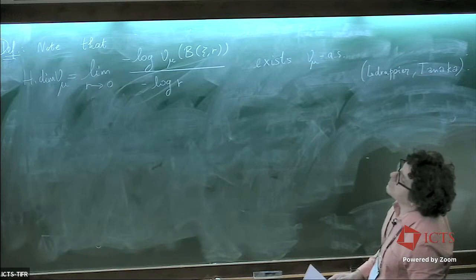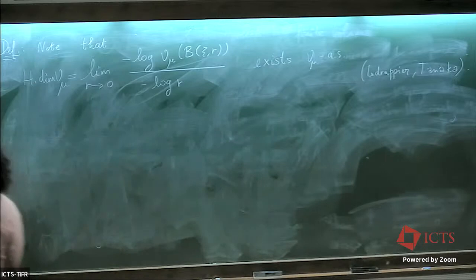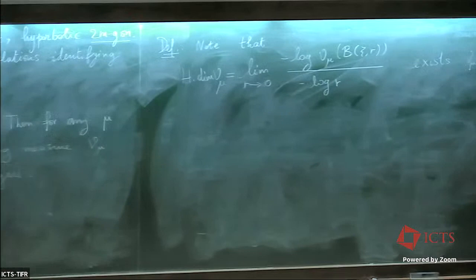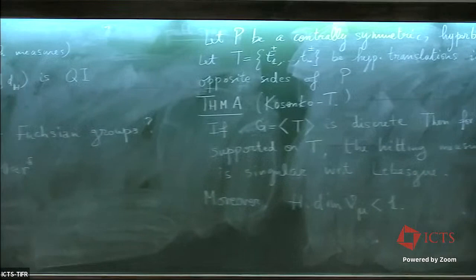I'll finish here. So tomorrow we will talk about the second problem, which is related to the identification of the Poisson boundary, for instance, for hyperbolic groups. Okay, thank you.